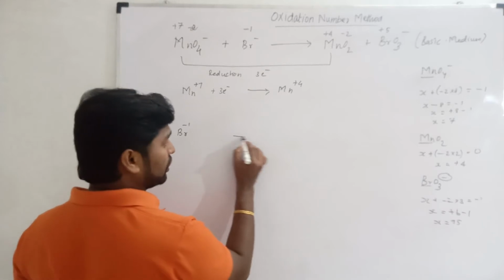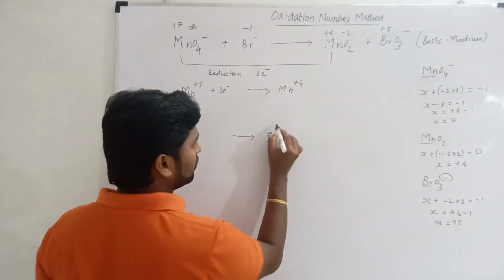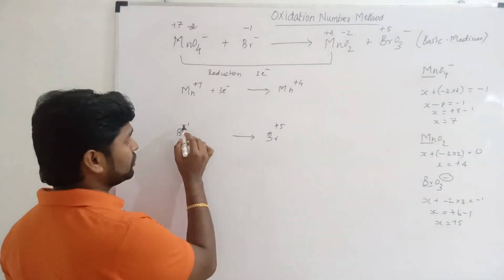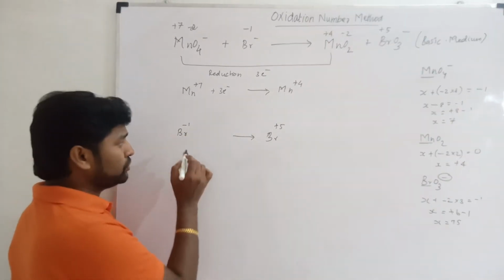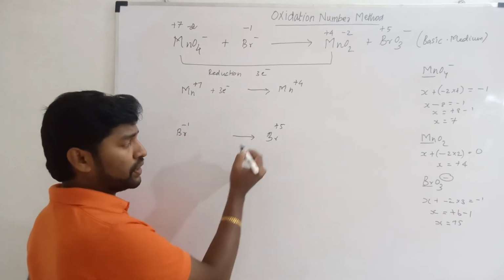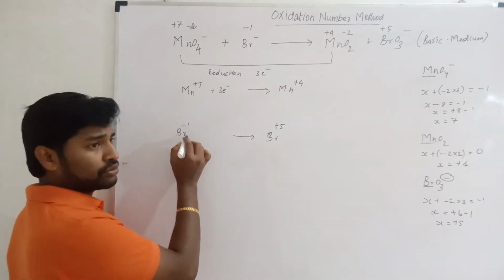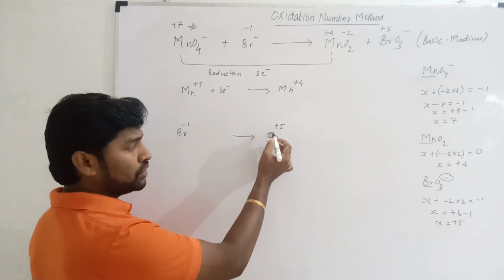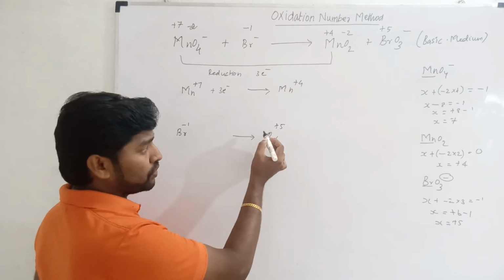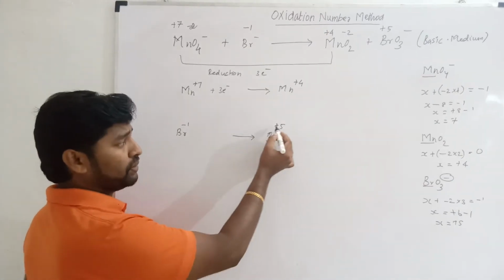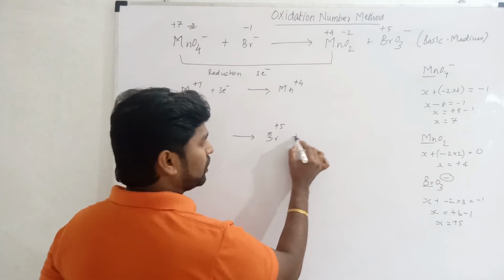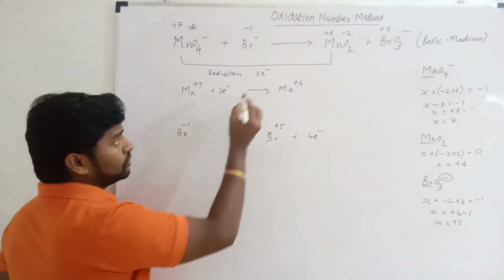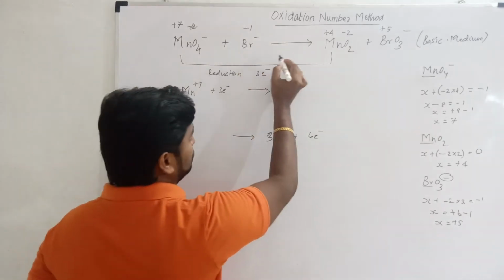Br minus 1 ion converting into Br plus 5. The oxidation number changes from minus 1 to plus 5. What is the meaning of minus 1? It gained 1 electron. But after the reaction, it lost some electrons and converted into plus. How many electrons does it have to lose for the plus 5 state? 6 electrons. Only then can it come to the plus 5 state. So now this reaction is the oxidation.